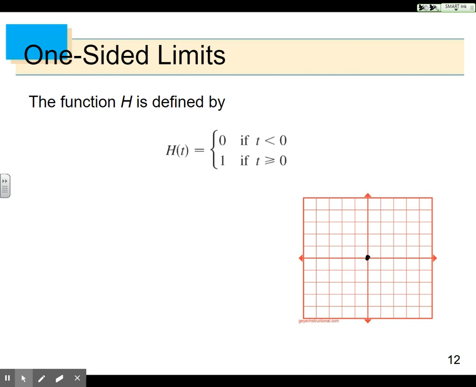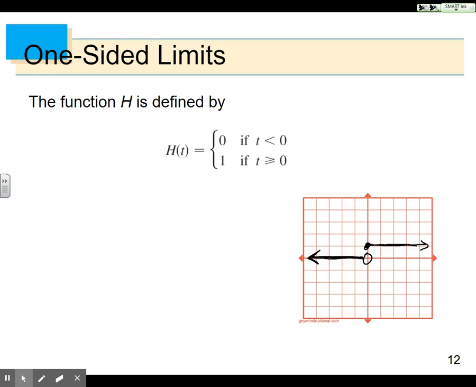0. Oops, I don't want that to be closed. It needs to be open, doesn't it? I guess I have to leave in the mistakes I made. Okay, and it equals 1 up here. And that's what this function is.